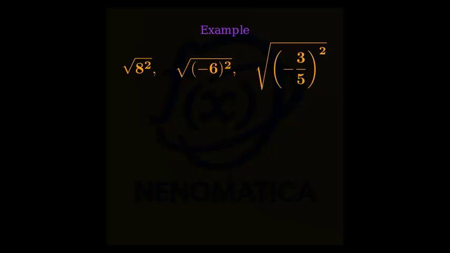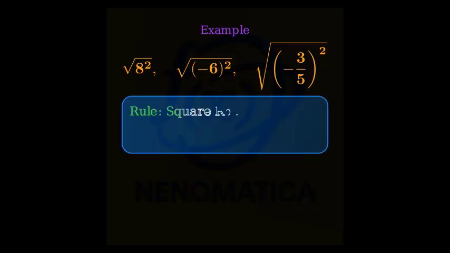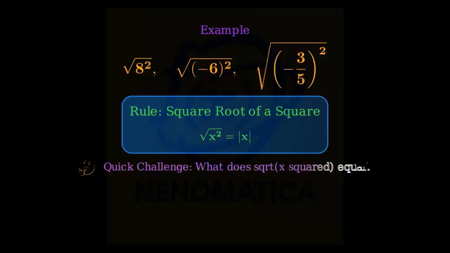First, I will show the problem. Then we will apply one simple rule again. Here is the key idea we will use. The square root of x squared equals the absolute value of x. This guarantees the result is non-negative. Quick challenge. What is the square root of x squared equal to?